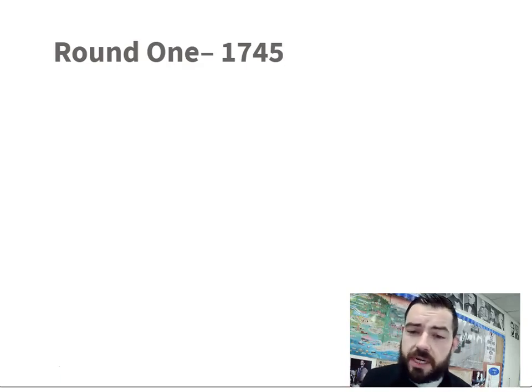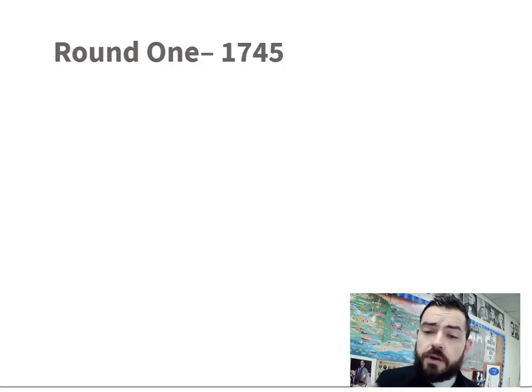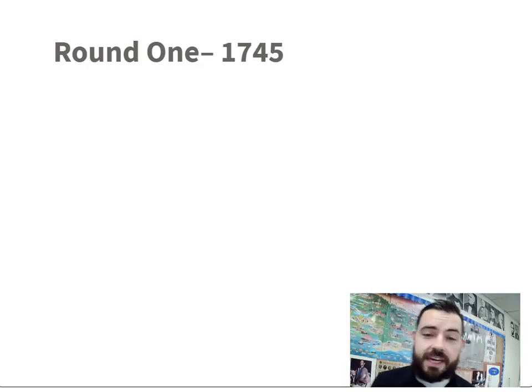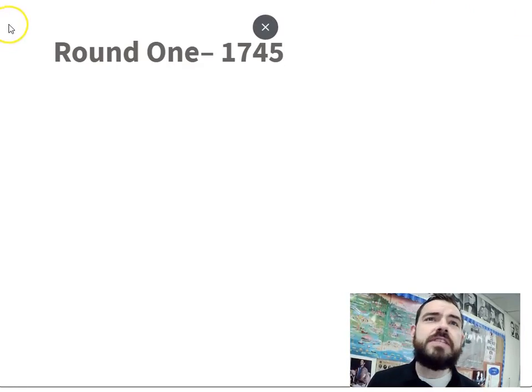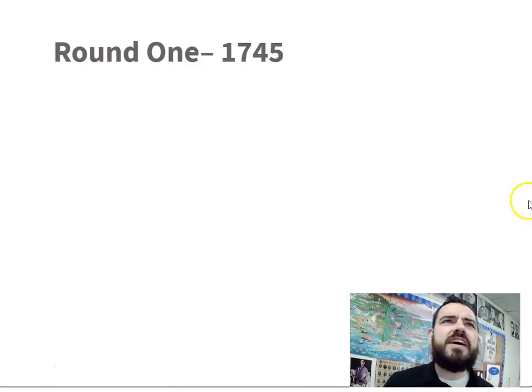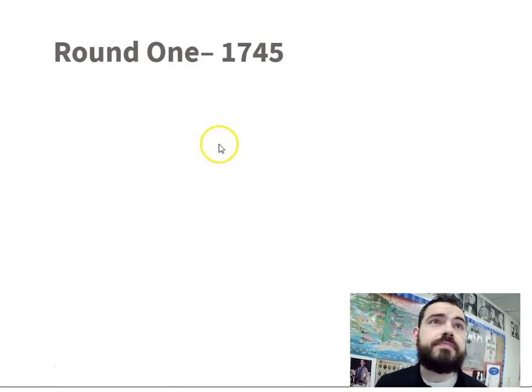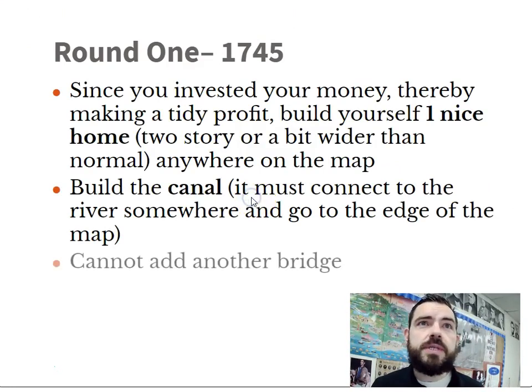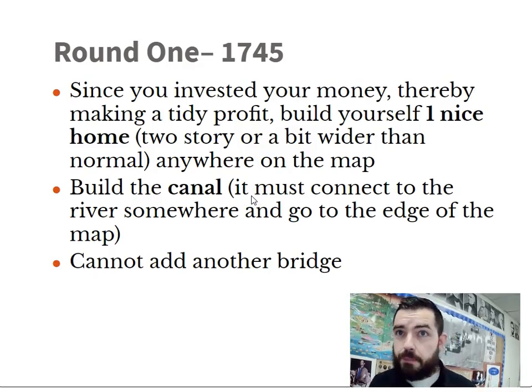Since you invested your money, thereby making a tidy profit, go ahead and build for yourself one nice home anywhere on the map, wherever you would like it to be. And this home can be as big as you want. I don't recommend making it too big. And you can do that. Don't forget to construct the canal. The canal needs to come out of your river and exit east or west off the page. Okay? So, you can build yourself one nice house. Build the canal. Cannot add another bridge. That's round 1. I'm going to pause here.